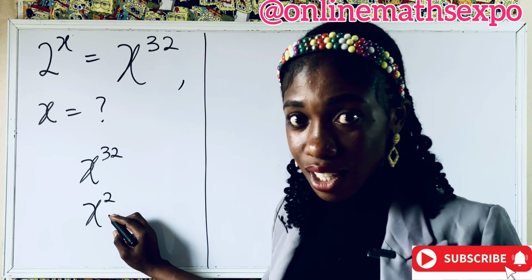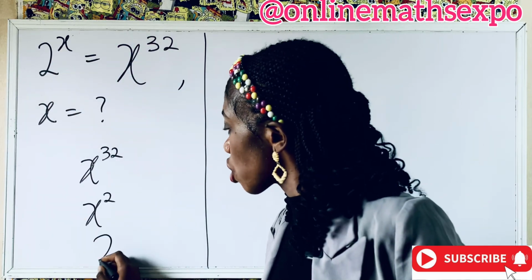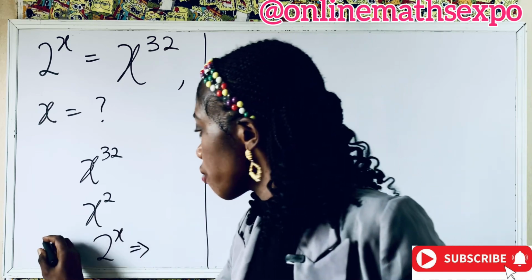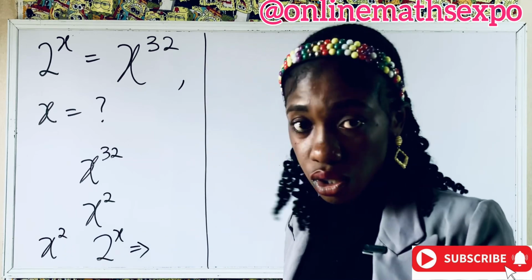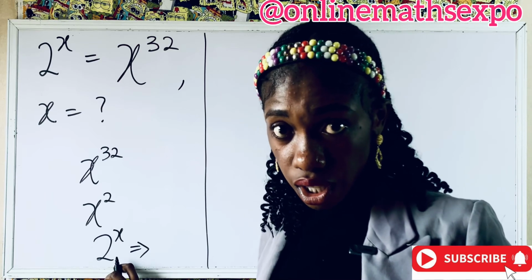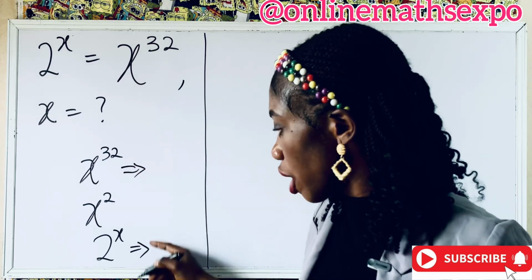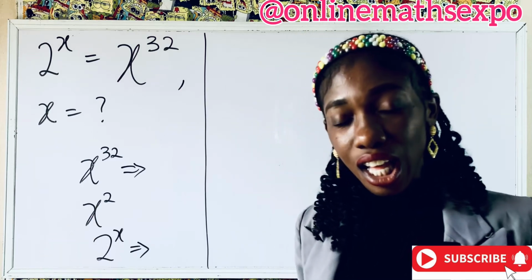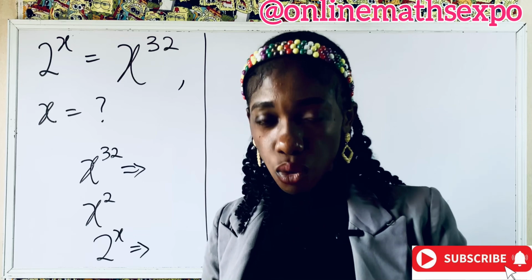Okay? Now, when you have 2 to the power of x, this is not a polynomial. It's different from when you have x squared. X squared is a polynomial, but this is not. Okay? Now, what do we call this? This is called an exponential function. I hope you got that. So it's an exponential function and this is a polynomial. So you see, we are combining an exponential function and a polynomial together to form an equation. We call such an equation a transcendental equation.